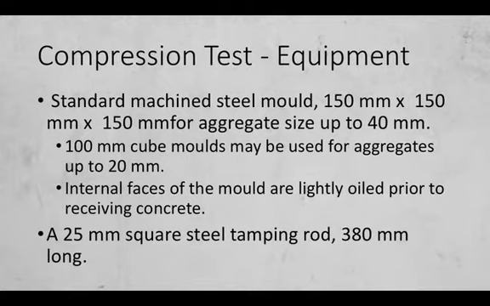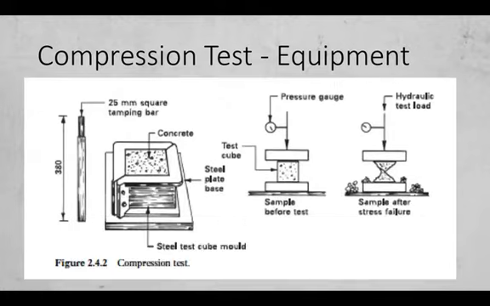It says that other equipment is a 25 millimeter square steel tamping rod that is 380 millimeter long. And here we have an image of that one. So here you have the 25 millimeter square tamping rod. You have the mold, the steel test cube mold. You have the steel plate base, which is where the mold sits on. That's this one down here.